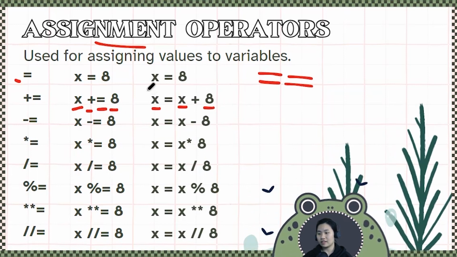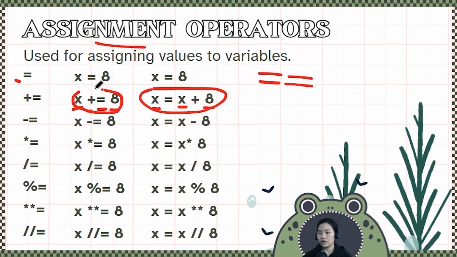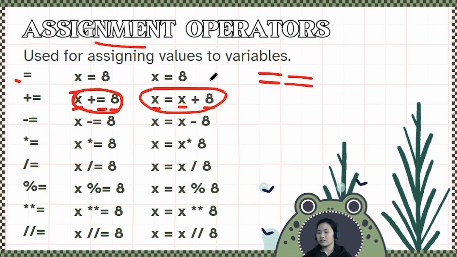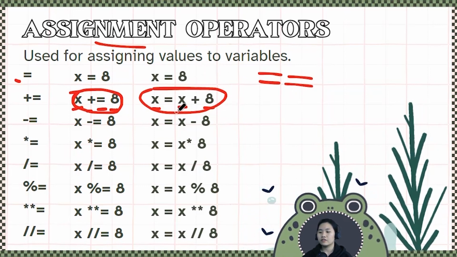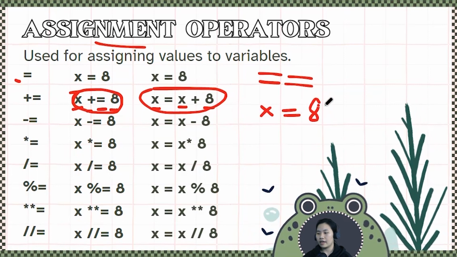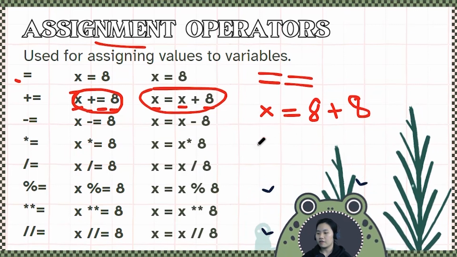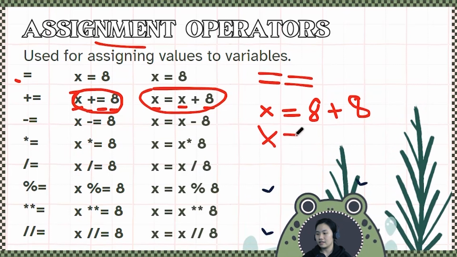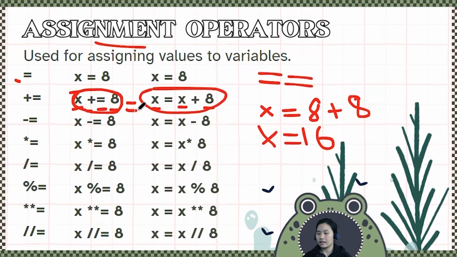Okay, so this is a little bit long-winded, and they've shortened it. So this is the equivalent. So let's say x is equal to 8, right? x equals x plus 8 is x equals 8 plus 8. So what do you think the value of x is? The value of x is 16, right? And this does the same thing as this.